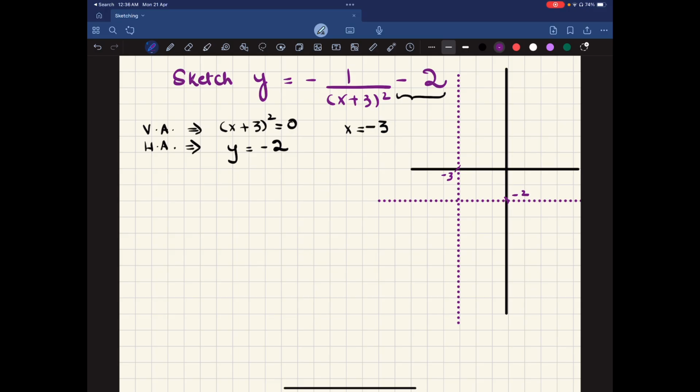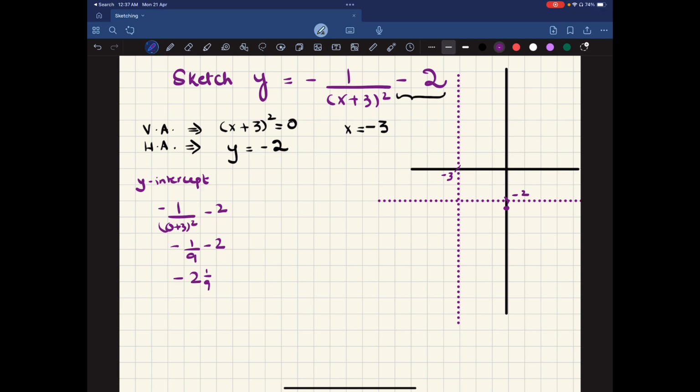Okay, next, let's find the y-intercept. For the y-intercept, we place x equals 0, so we will have minus 1 over (0 plus 3) squared minus 2, which is minus 1 over 9 minus 2, so we have minus 2 and 1/9. So it's going to be here somewhere, right?